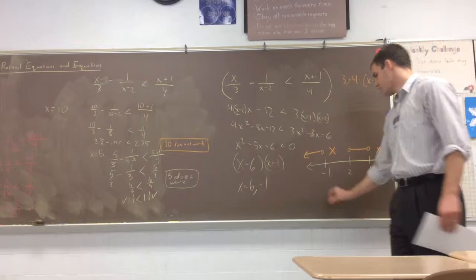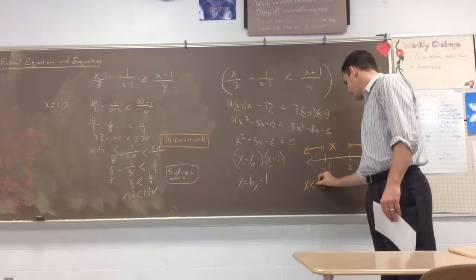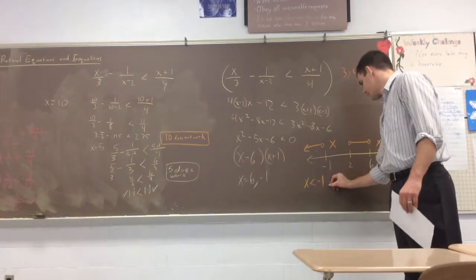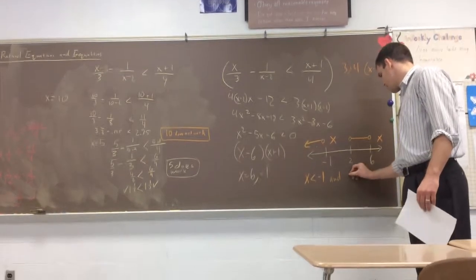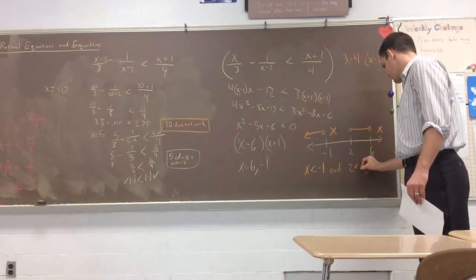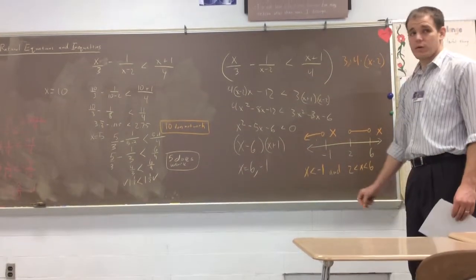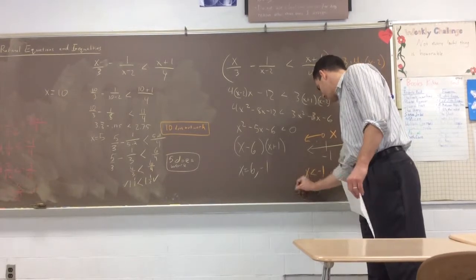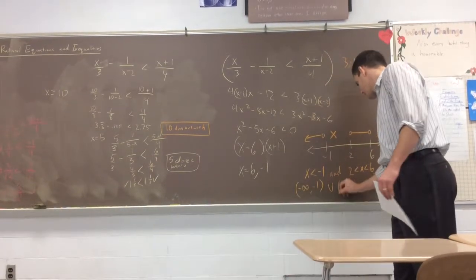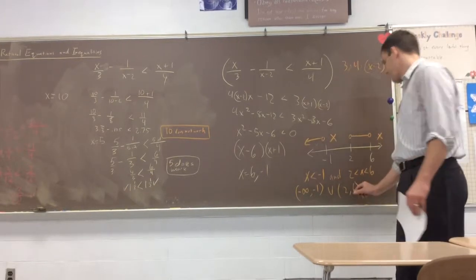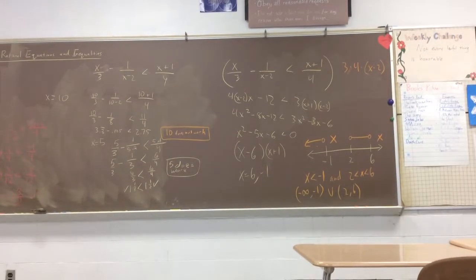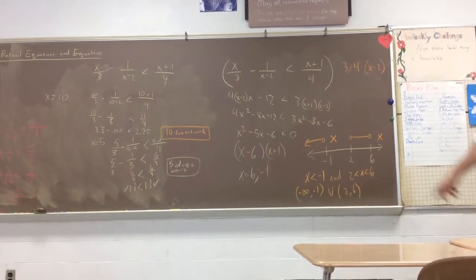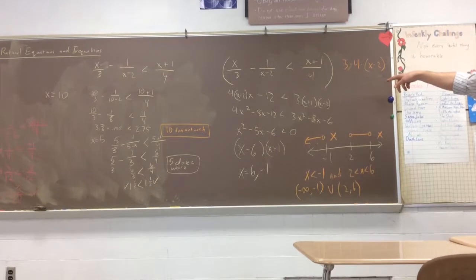So the solutions to this are x is less than negative 1 and 2 less than x is less than 6. If you want to write interval notation, negative infinity to negative 1 and 2 to 6. That's the hardest kind of problem you're going to do. If you can handle that, you're money.